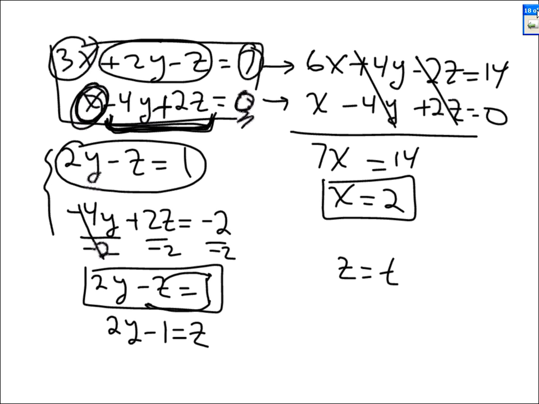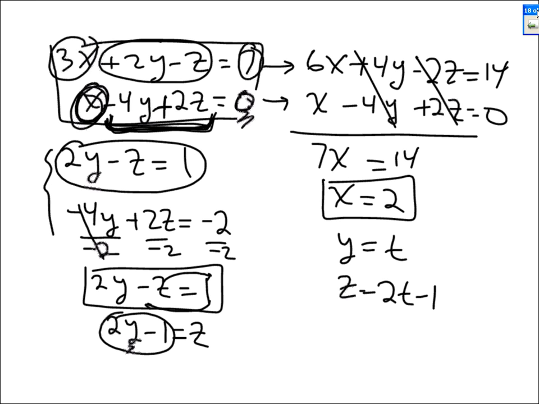So then, I'm going to change my mind on that. Since I have z equals already on the bottom left, I'm going to say y is equal to t. So z is equal to 2t minus 1, because y is t. And here is the parametric equation of the line of intersection of the two planes. X will always be 2.